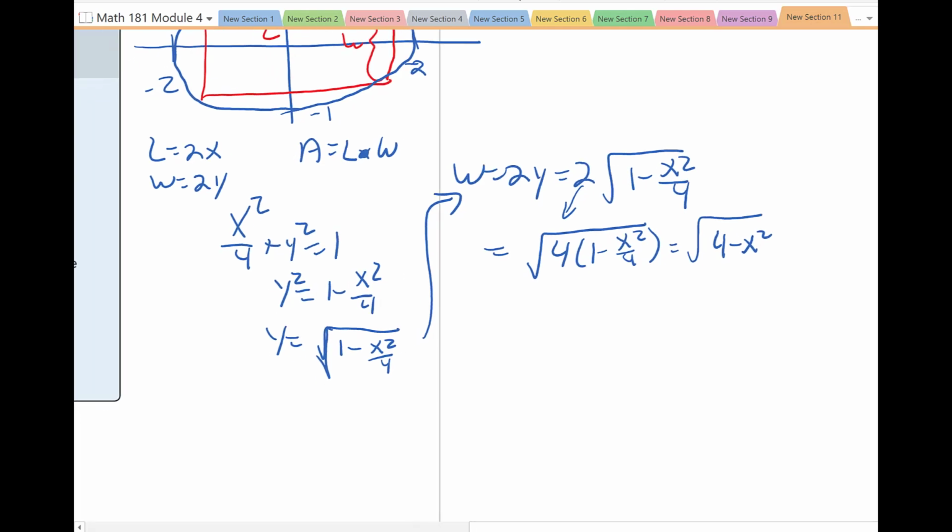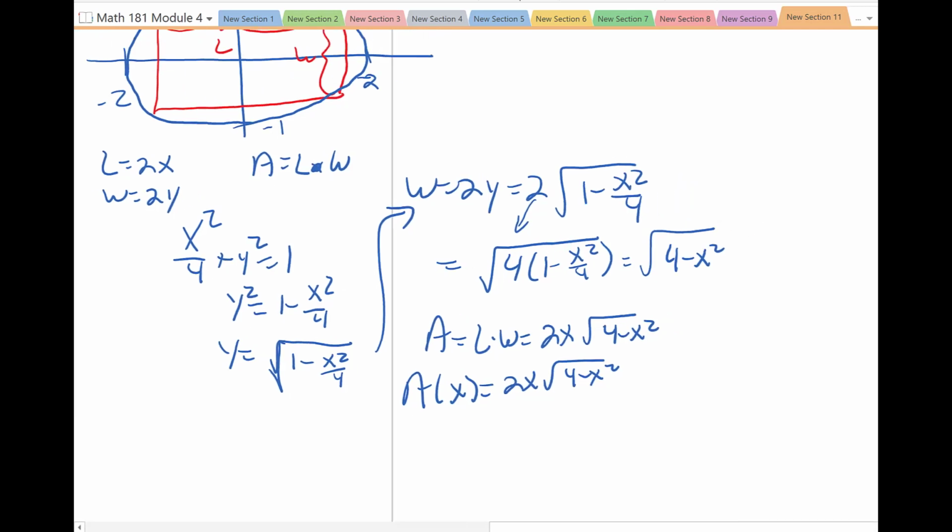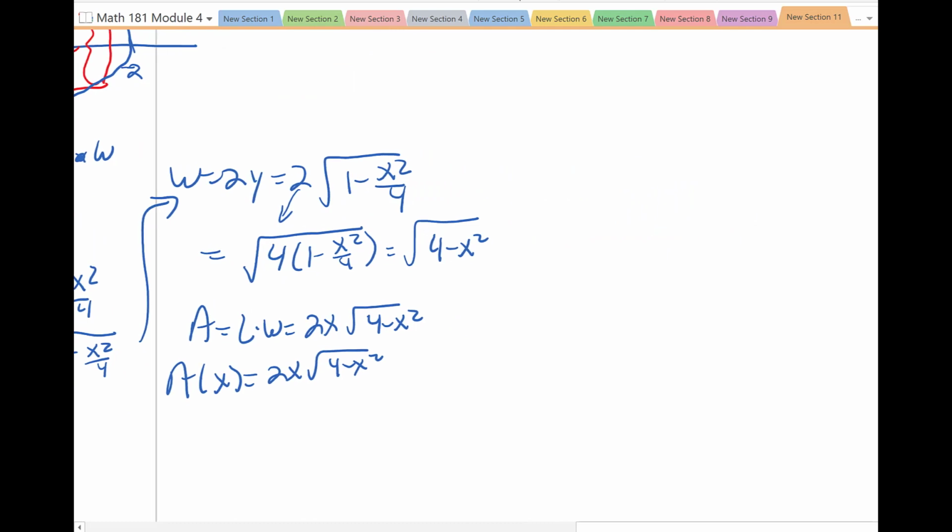Now we look at the area, which was L times W. We can have 2x times the square root of 4 minus x squared. So area as a function of x is 2x times the square root of 4 minus x squared. Sadly, it doesn't clean up any more than that, and we will have to take a derivative here. So I'm just going to slide this over.